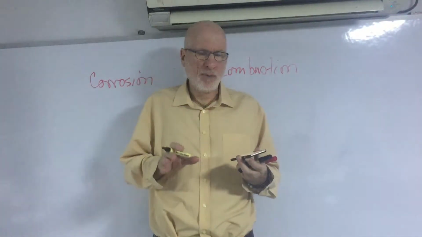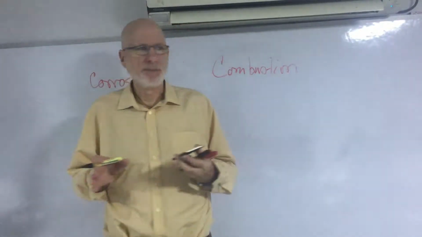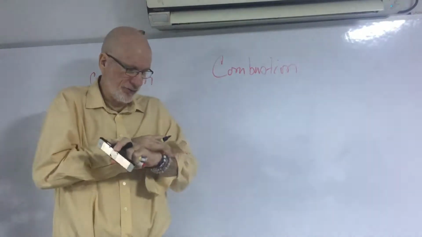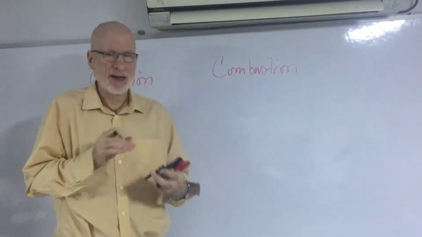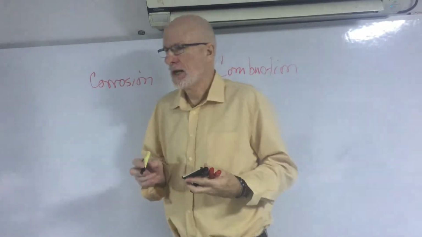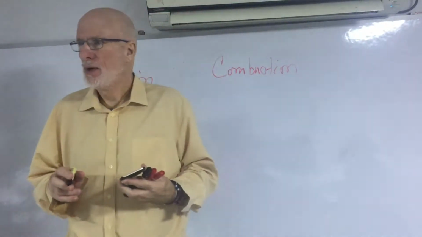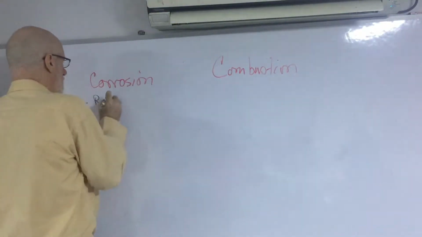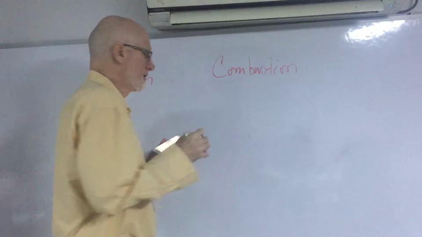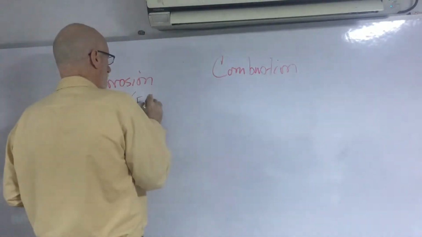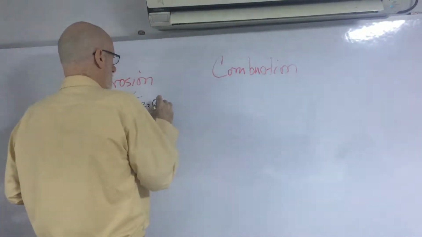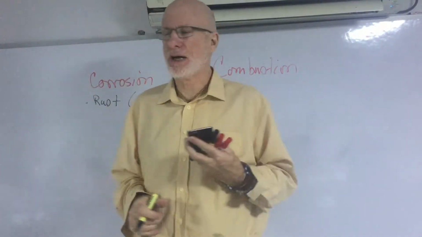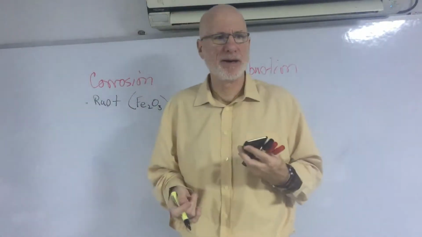And I want to talk about the end of chapter 1, and that is corrosion and combustion. I want to try to get through this before the end. I've got like 20 minutes. All right? Now, there's different kinds of corrosion. When everybody thinks of corrosion, you think of rust. But rust is iron 3 oxide. I'll tell you a little story about iron 3 oxide in a minute.